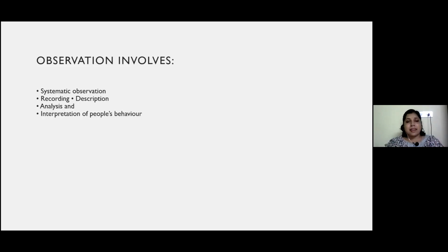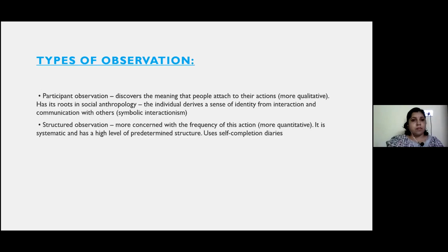You can describe it in the form of any note or event or journals. Then you can analyze it and interpret it. Types of observation: you can observe a participant and you can tell in writing what happened there, what event happened, in a more written manner. That is called qualitative observation.